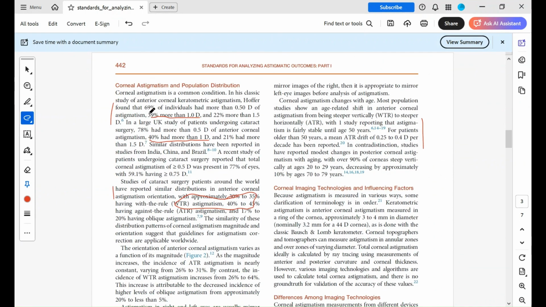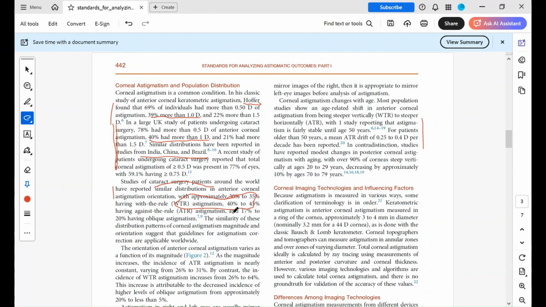Now, what is the incidence of astigmatism? The incidence of astigmatism is around 39% of patients in one study by Hoffer, actually. They found that 39% of patients had more than one diopter of astigmatism. In a large UK study, 40% of patients also had more than one diopter of astigmatism. Other studies in India, China and Brazil have reported a similar incidence of astigmatism.